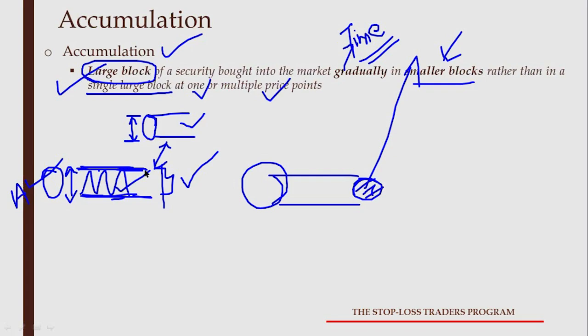Okay, Anshu says to accumulate desired quantities at desired price. Hemant says they don't want expensive price. Perfect. Any more guesses, friends? But the logic is, why would somebody want to buy a large block of security gradually in smaller blocks, rather than in a single large block at one or multiple price points? Yes, Ashok says buying in order, price will shoot. Excellent, excellent.